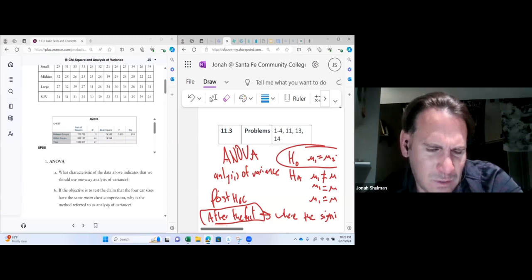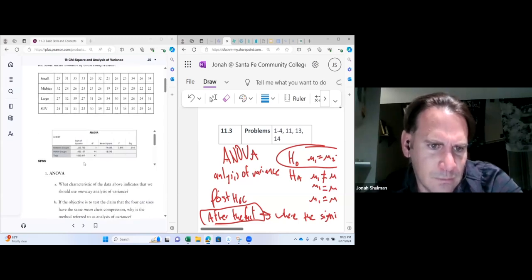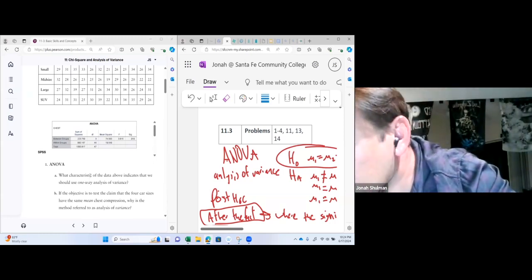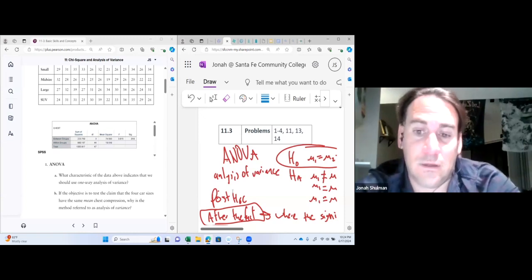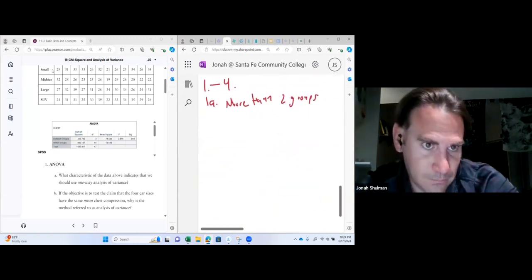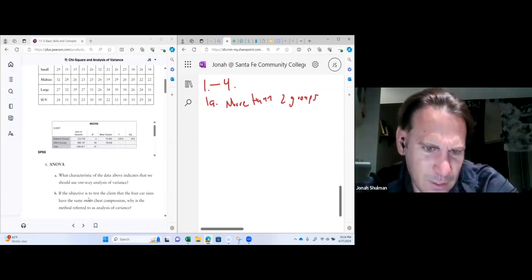Why is the method referred to as analysis of variance? The following data is chest compression. Okay, so it is different data. I say it's because it's three groups. They say it's because they're all broken down by one different category. They're all being used in one way. The objective is to test the claim that four car sizes have the same mean chest compression.